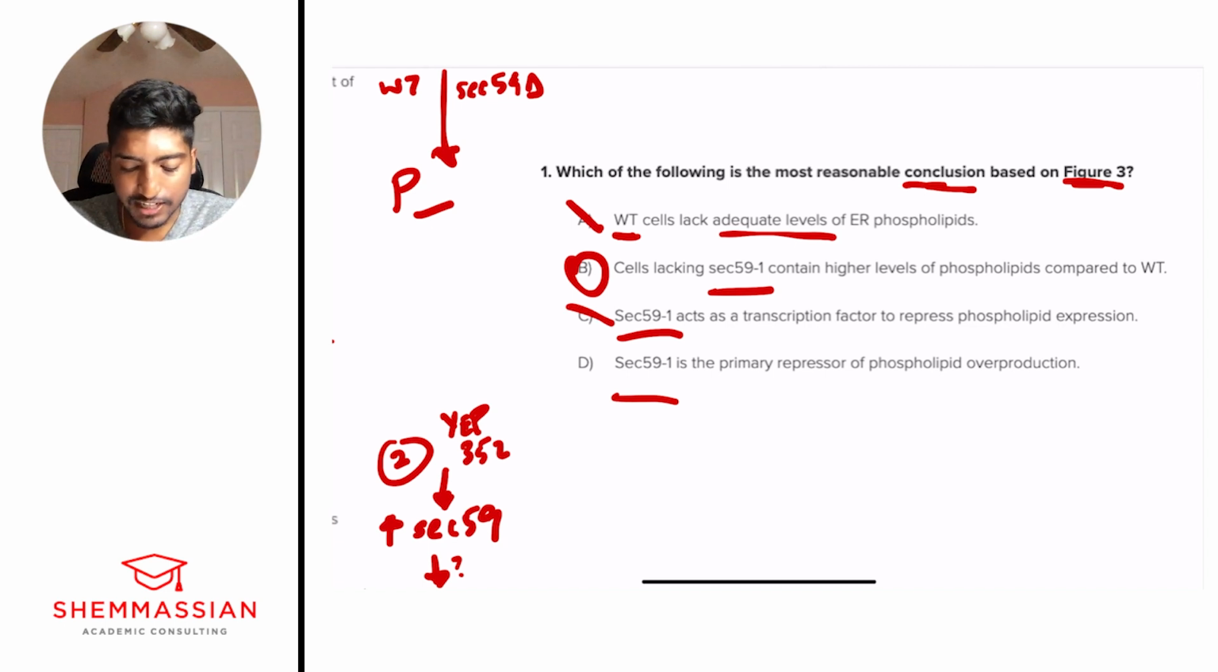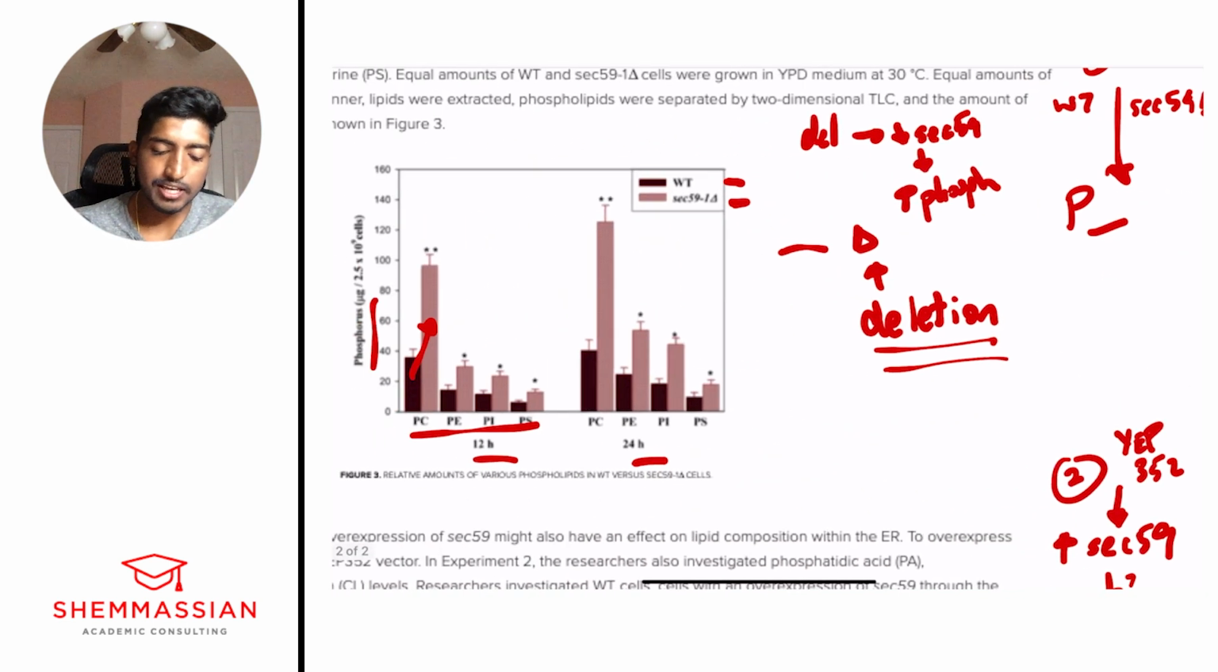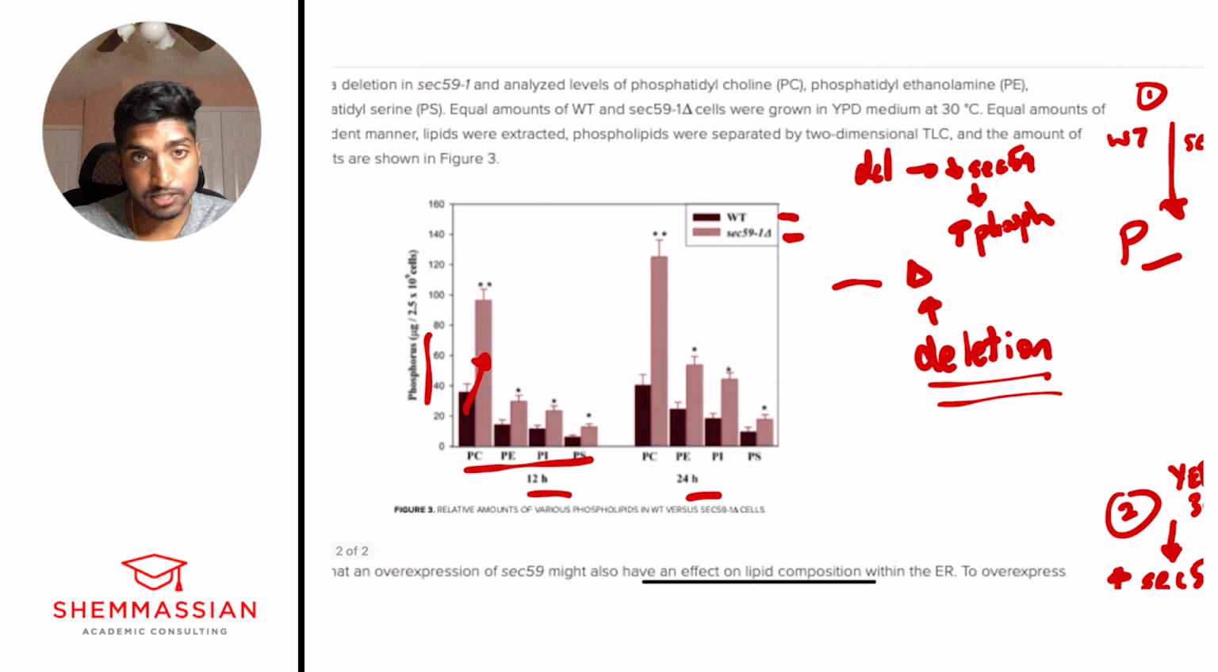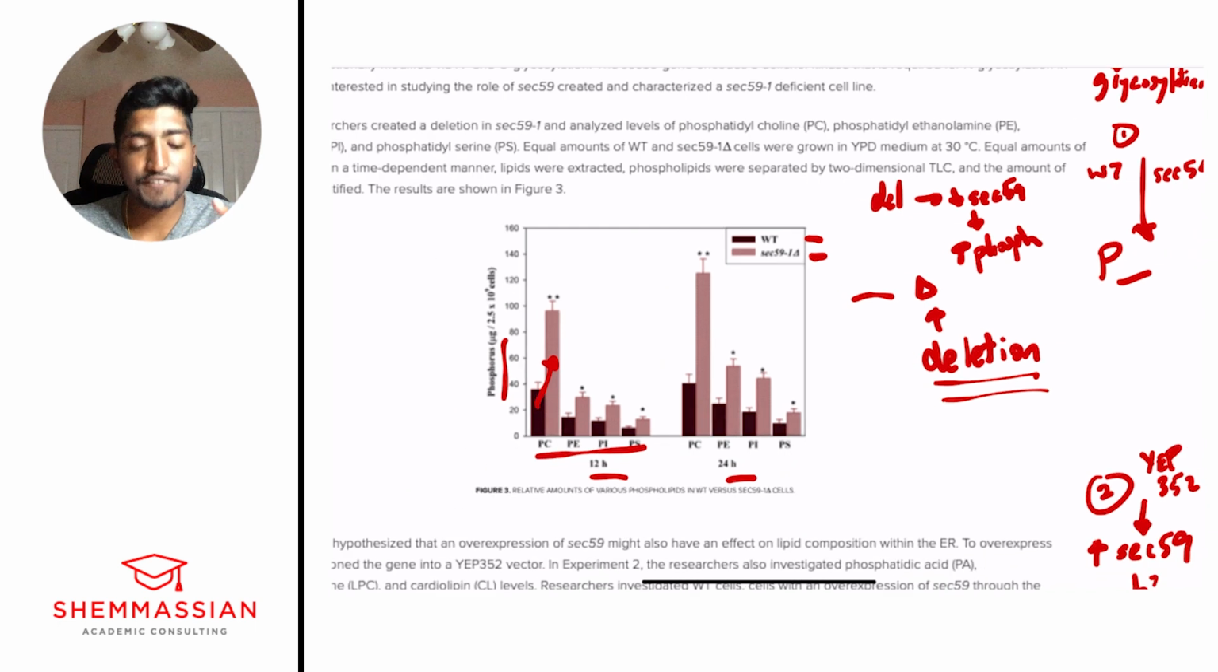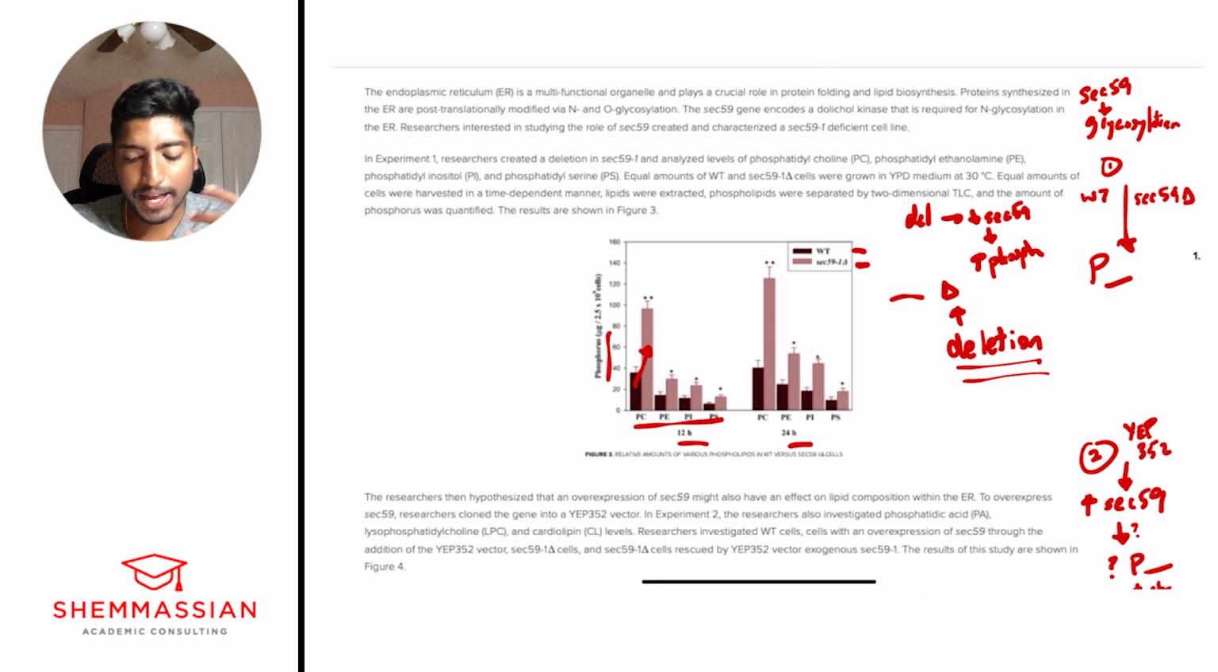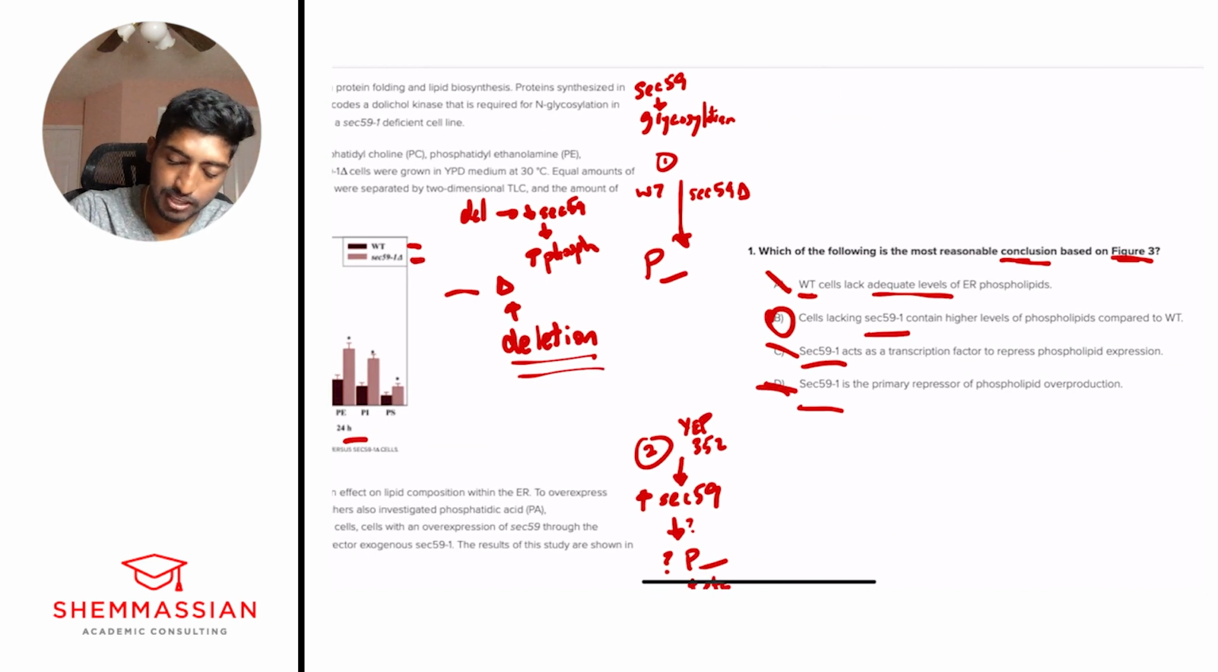D, SEC59-1 is the primary repressor of phospholipid overproduction. Again, nowhere do we see it's the primary repressor, right? It could act as a repressor via transcription factor, or via not a transcription factor. But remember, we're working in the confines of our data as well as our passage. And nowhere does it say that it's the primary. Primary is like the main thing that represses it. We could see another sort of gene or another sort of protein or another sort of transcription factor whose deletion is the primary repressor. So we don't want to infer beyond the passage. So right there, we eliminate D.